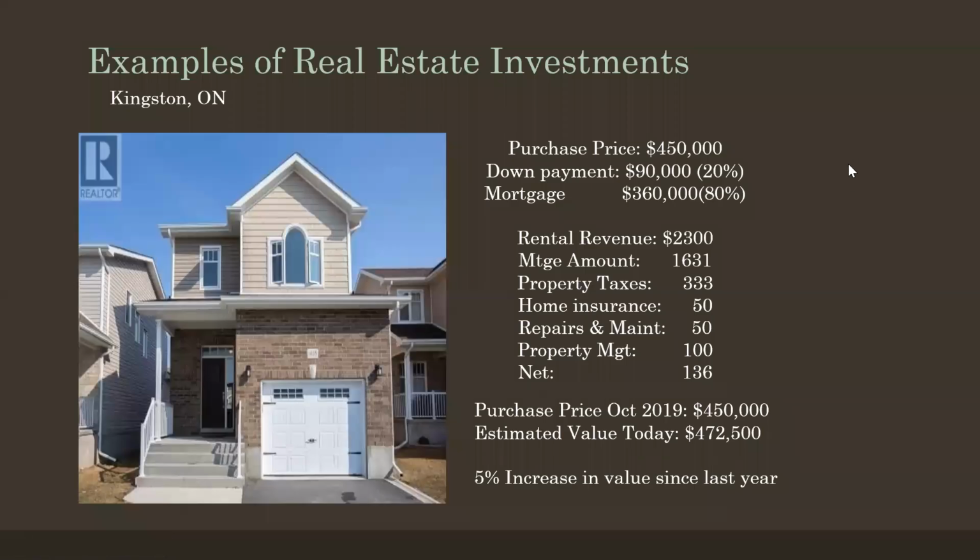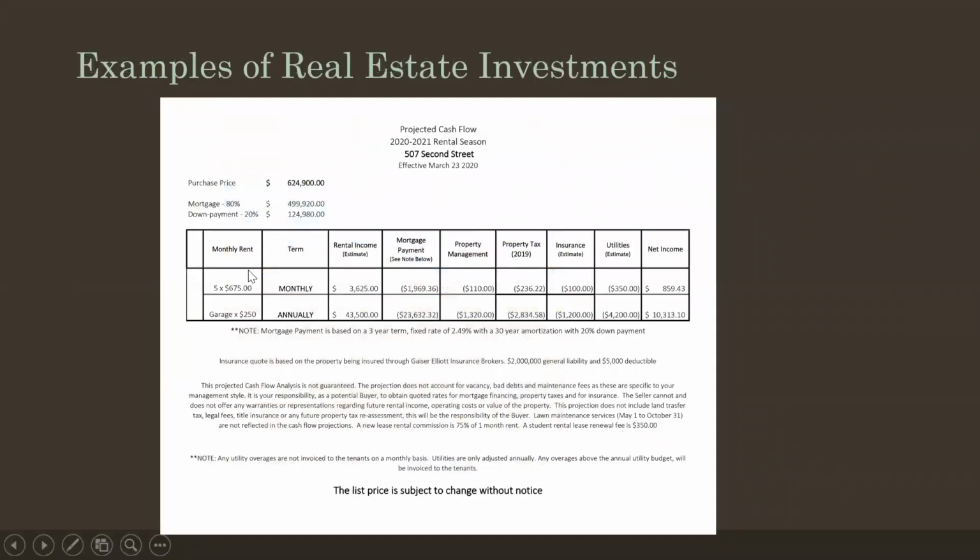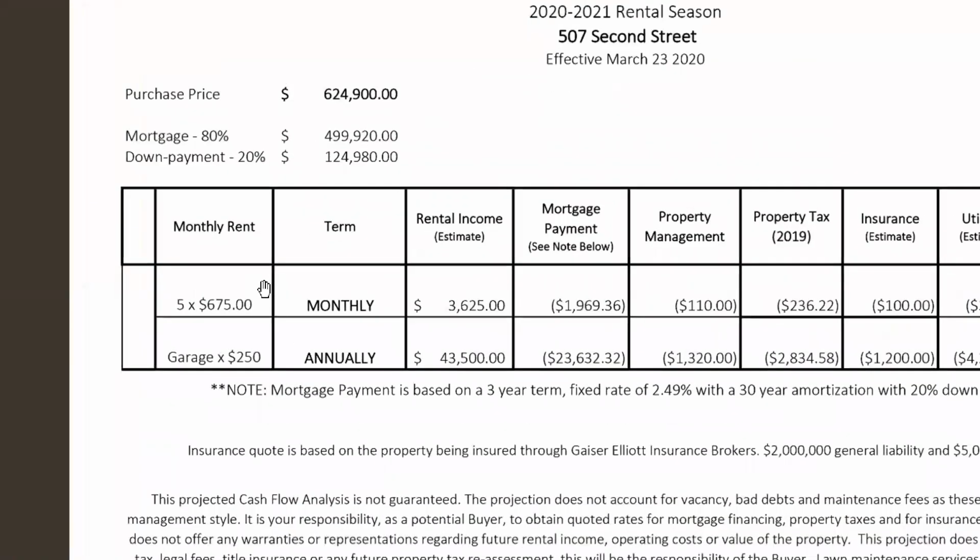Now, let's go on to the next example here. This is a property in London, Ontario. This is a student rental worth $624,900. This property is interesting because you can rent out each room for $675, right? So your rental income is $3,625.